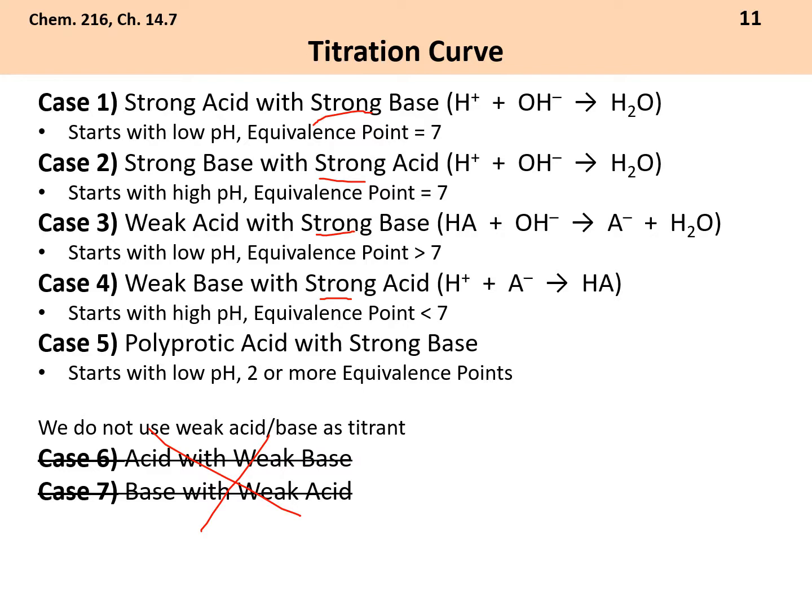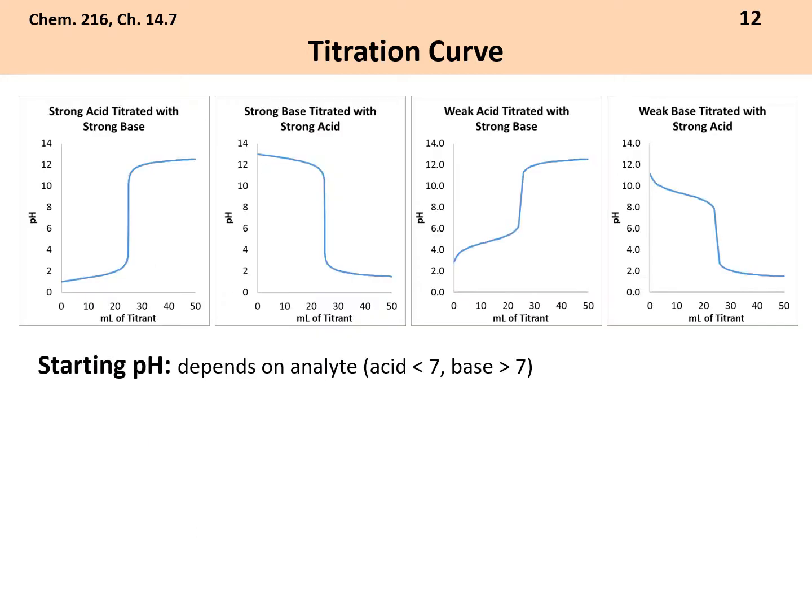So we have these 4 cases where we have either a strong acid or base being titrated with a strong base or acid, or a weak acid or base being titrated with a strong base or acid. Notice it's always acid plus base. I don't take a base and titrate it with a base. It's not going to work. And then we have case 5, which we're not going to really deal with. So these are our 4 types of titration curves. You should be able to, if you know it's strong acid, strong base, draw something out like this.